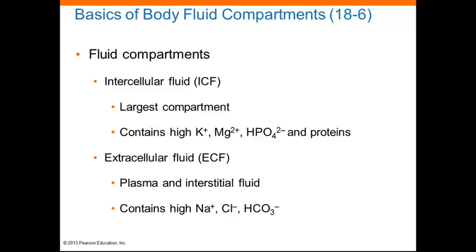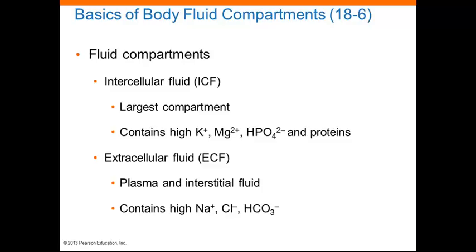It contains high concentrations of potassium, magnesium, and phosphoric acid, and proteins. A lot of these proteins are negatively charged, so they exert the primary osmotic pressure since they can't cross the membrane easily like the other ions.